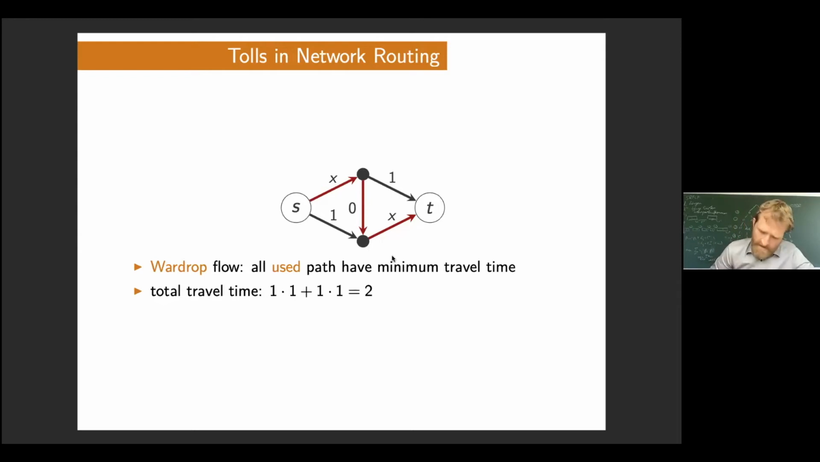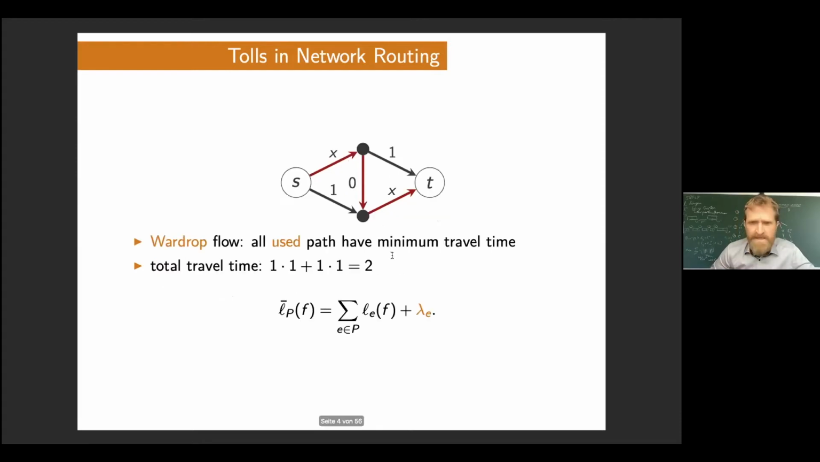And one idea to improve the total travel time is to assign prices to some edges. That means you just increase the effective cost of an edge by charging a price, a congestion price. And the hope is to improve the travel time. So suppose we allow for prices, lambda_e for an edge e. We get a new effective travel time, this expression here. And the question is, can we now induce better Wardrop equilibria by assigning the right prices?